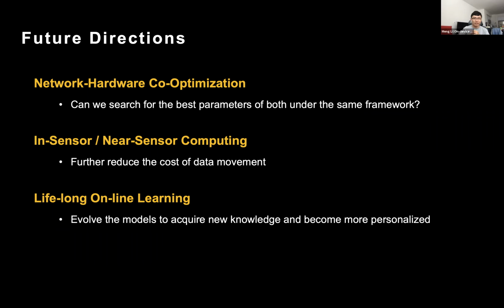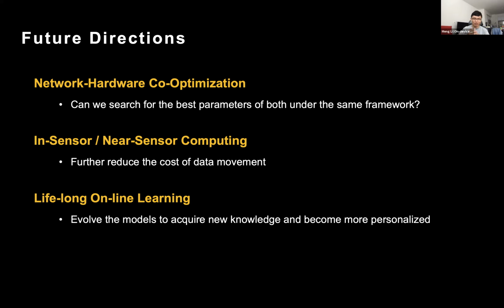And the third direction is lifelong online learning. When we deploy some model to the device, let's say for video understanding, it is possible that the user's habits can change over time. And for this model, it is important to acquire this new knowledge and also get itself personalized just for the user so that it can provide the user with the best experience. And this online learning and lifetime learning is quite helpful in this case.